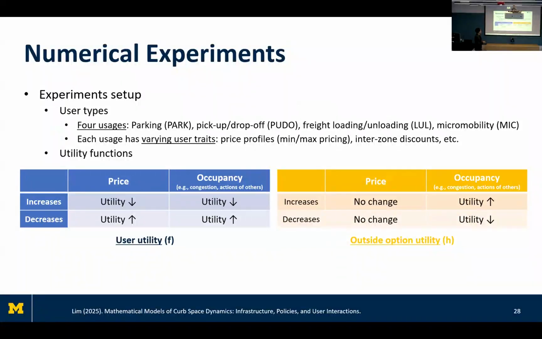I do a series of experiments where I have different usage types; specifically, I consider four modalities, and these modalities all have different user traits. About the utility functions, for the users in general, people will be more favorable if the price is lower or the congestion is lower. And for the outside option, they don't really care about pricing because they're simply dropping out. However, as the congestion or occupancy goes up, they will be more inclined to drop out because they're having a harder time searching for curb space.